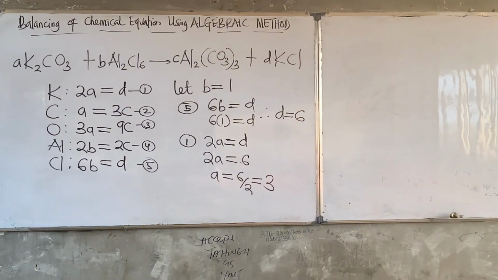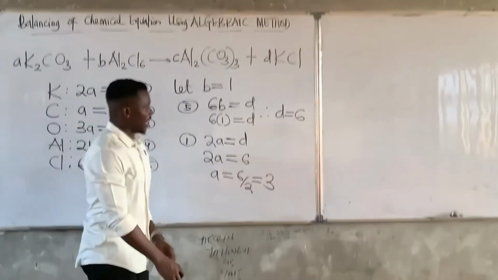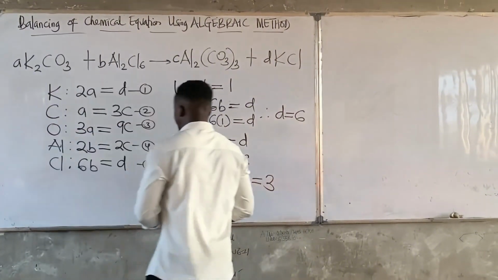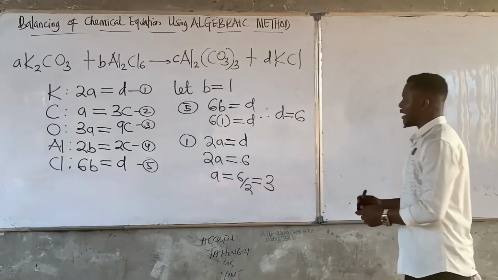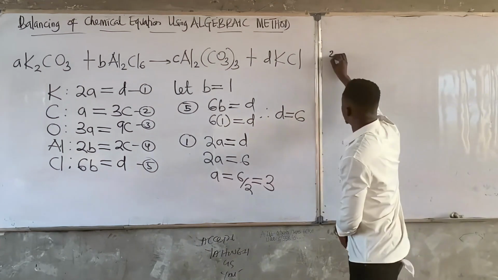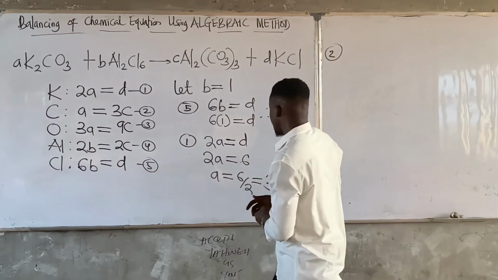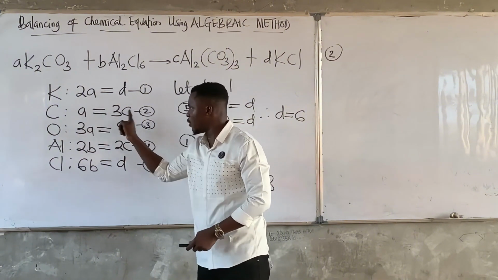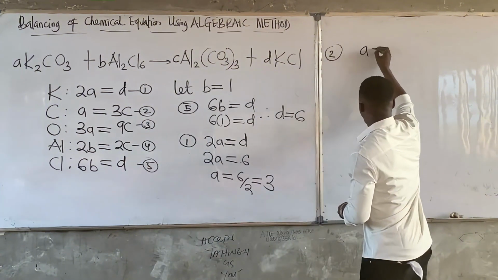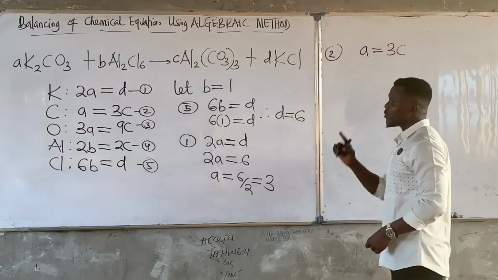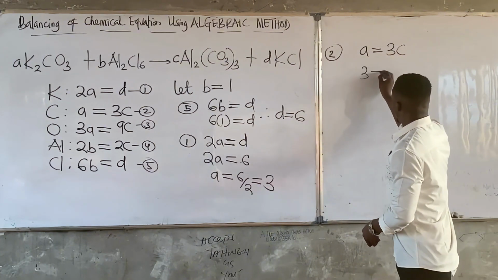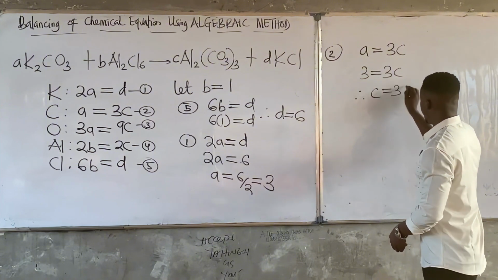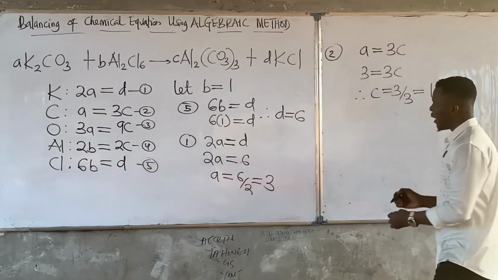So we've gotten B to be equal to 1, A to be 3, and D to be 6. Now what we have next is to get our C. So on to equation 2. Look at this equation 2 here, there's A here. If I put in A, I'll be able to get my C. So I'll say A equals 3C. Anywhere I see my A, I put 3, so 3 equals 3C. Therefore, C equals 3 over 3, which is equal to 1.